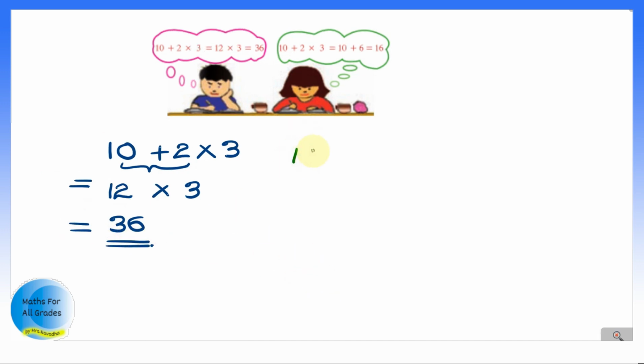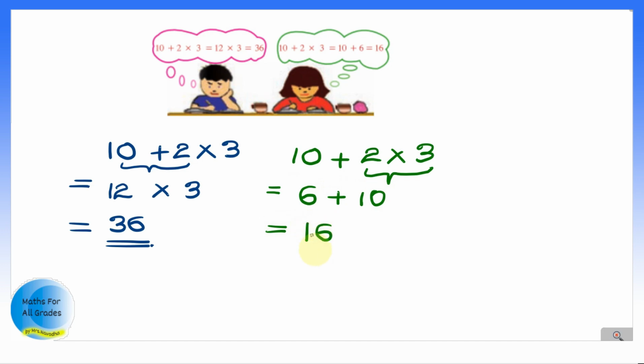Now let's see what she has done. This is the same question, 10 plus 2 times 3. She has gone for the multiplication first. 2 times 3 equals 6, plus 10. 6 plus 10 equals 16. That's how she got 16. You see they followed different methods. He started with addition, she started with multiplication, and they ended up with different answers.